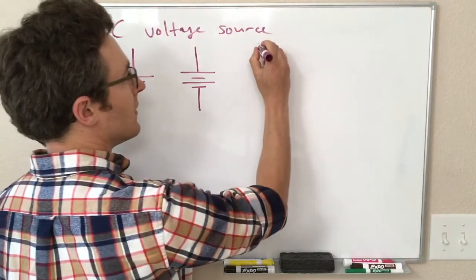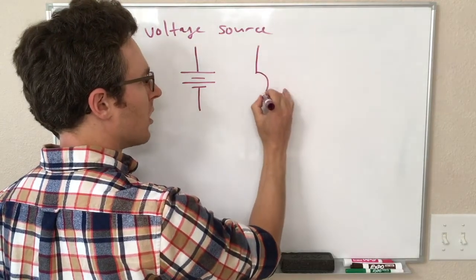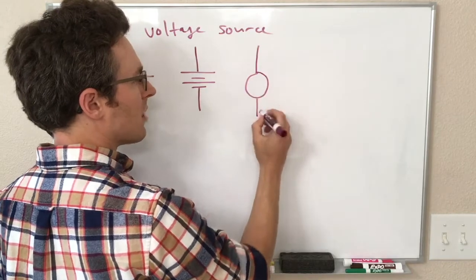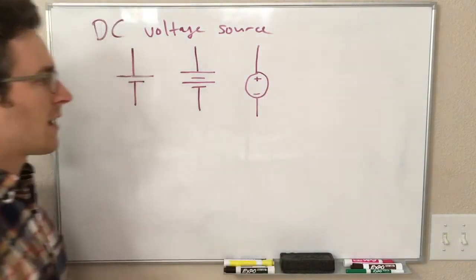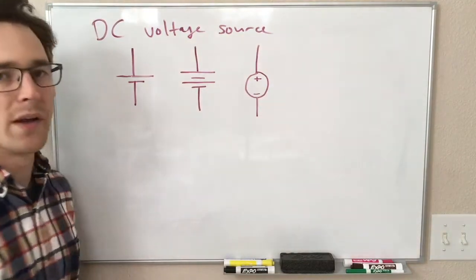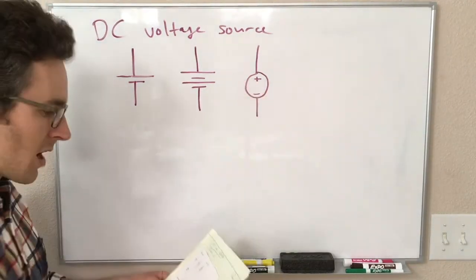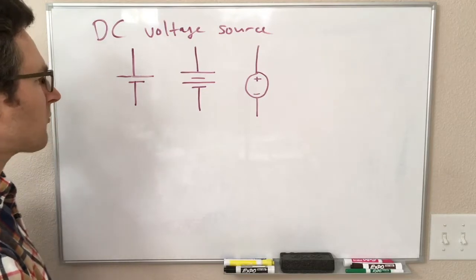The other one you see, and this is going to show up in our simulation software, I believe, is a symbol that looks like that, just a circle with a plus on one side and a minus on the other. And there it's obvious which side is which.